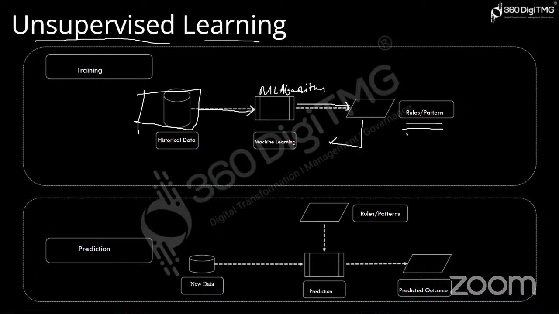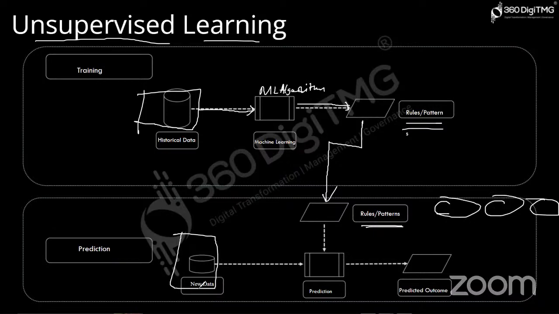This rules and patterns we'll be using later. Now, suppose a new data comes up which is not part of this historical data. Now we need to predict using these rules and patterns where this data belongs to, in which category. Using these rules and patterns we have segmented our data into multiple groups. Now, where does this new data belong? Does it belong to this group or this group or this group? Suppose this is group 1, group 2, or group 3.